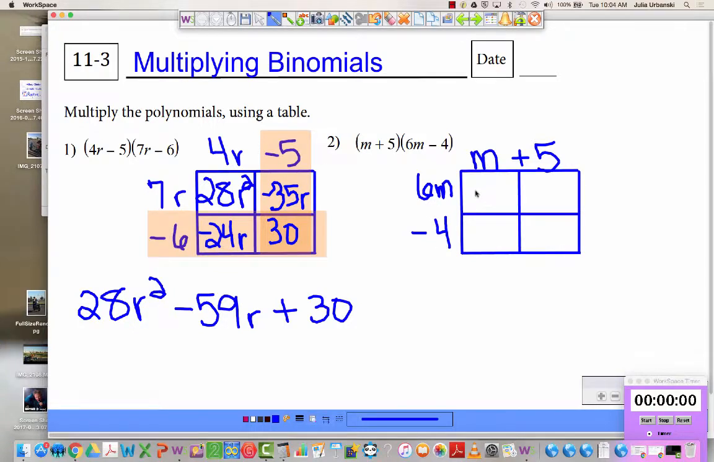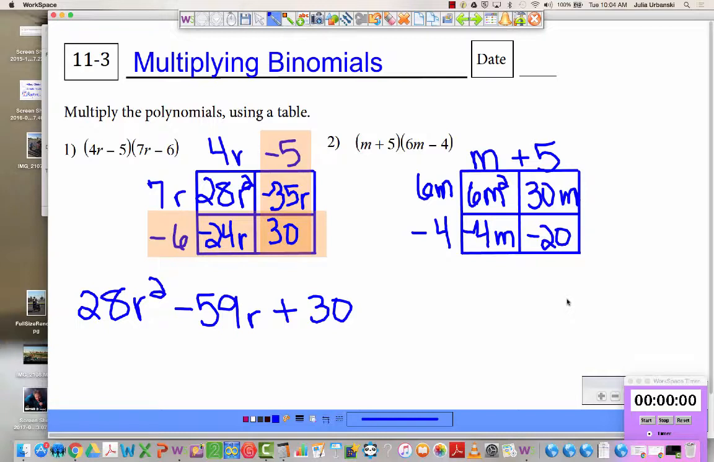6m times m. What do we have? Good. All right, then 6m times the 5 makes? Good. Concentrate, please. And then the m times the -4, you're multiplying. -4m, and then -4 times +5. This time it's a negative. Good.